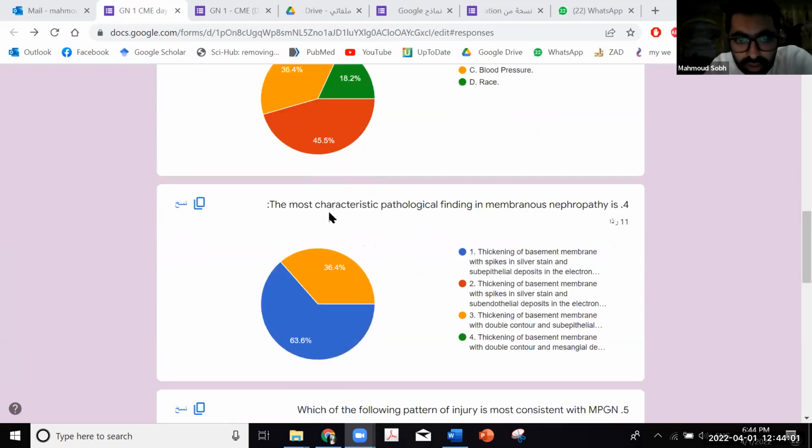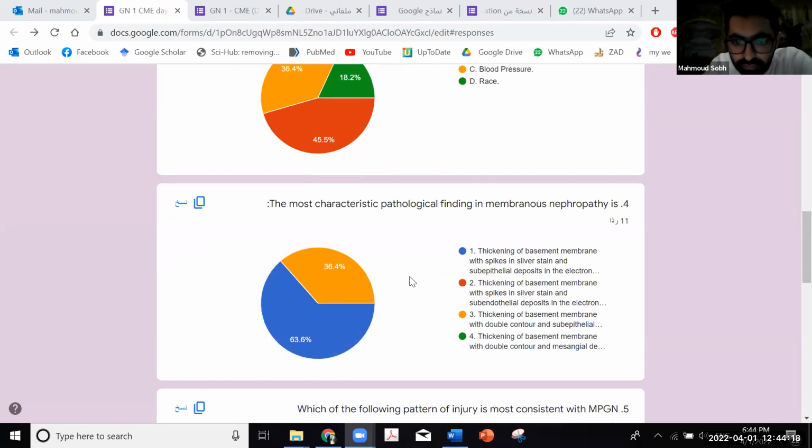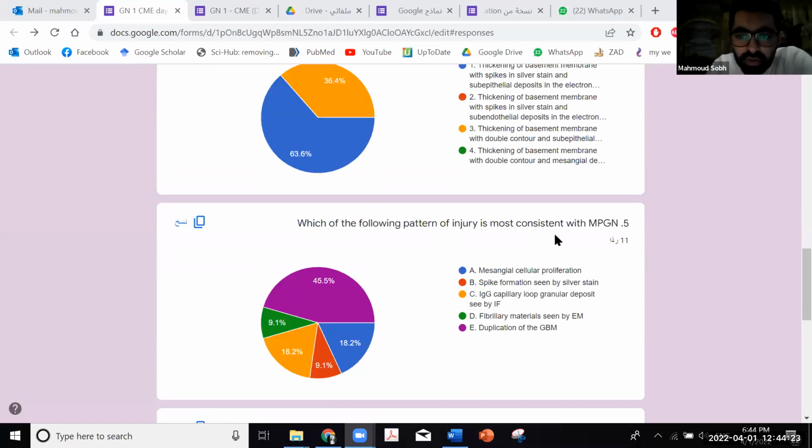Fourth question, the most characteristic pathological finding in membranous nephropathy is, the correct answer is A, or 1: thickening of the basement membrane with spikes in silver stain and subepithelial deposits in the electron microscopy. And fifth question, which of the following patterns of injury is most consistent with MPGN? The right answer is E, duplication of the glomerular basement membrane.